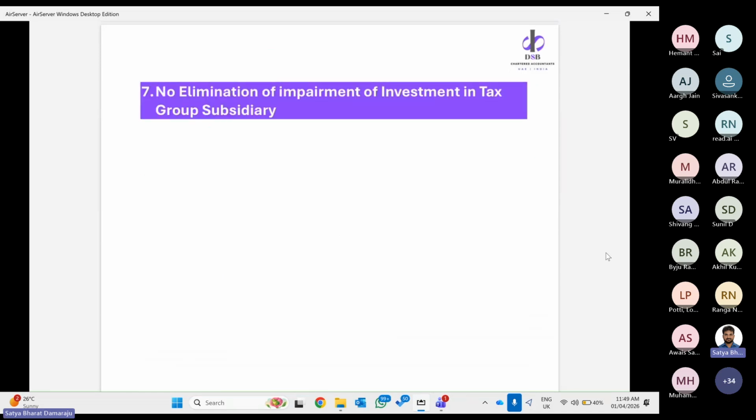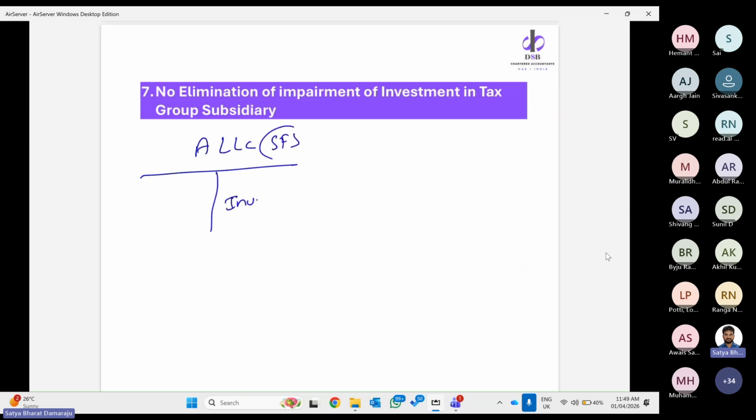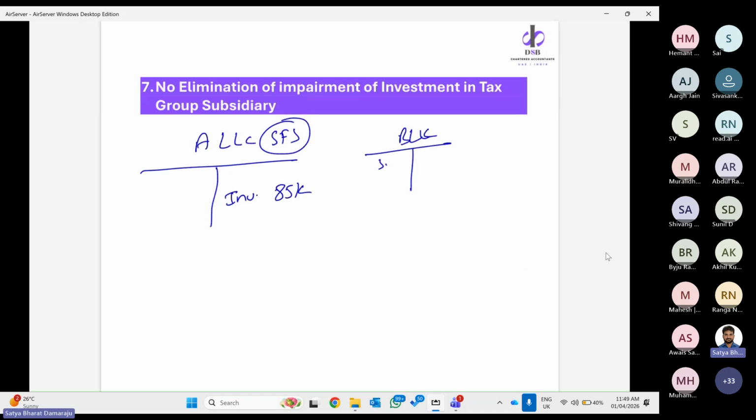No elimination of the impairment of the investment in a tax group subsidiary. I'm just reiterating the previous one. ALLC was having an investment in the subsidiary. I'm talking about SFS. Investment in subsidiary, how much? 85,000. BLLC has a share capital and all. Assuming that after the business combination, after acquiring BLLC, ALLC is not so happy, they thought, let us do some kind of impairment. 15,000 dirhams of impairment they made in the SFS. They want to carry an investment of 70,000 only.